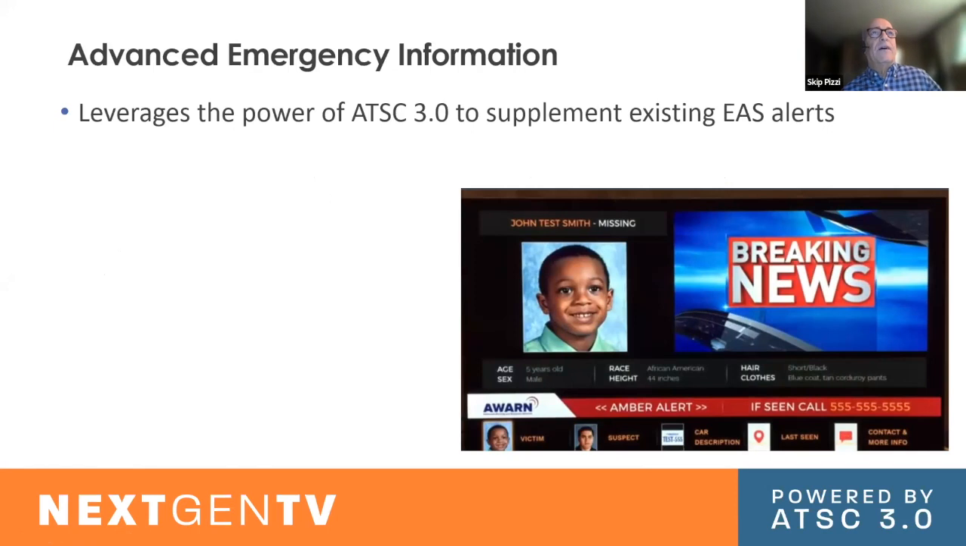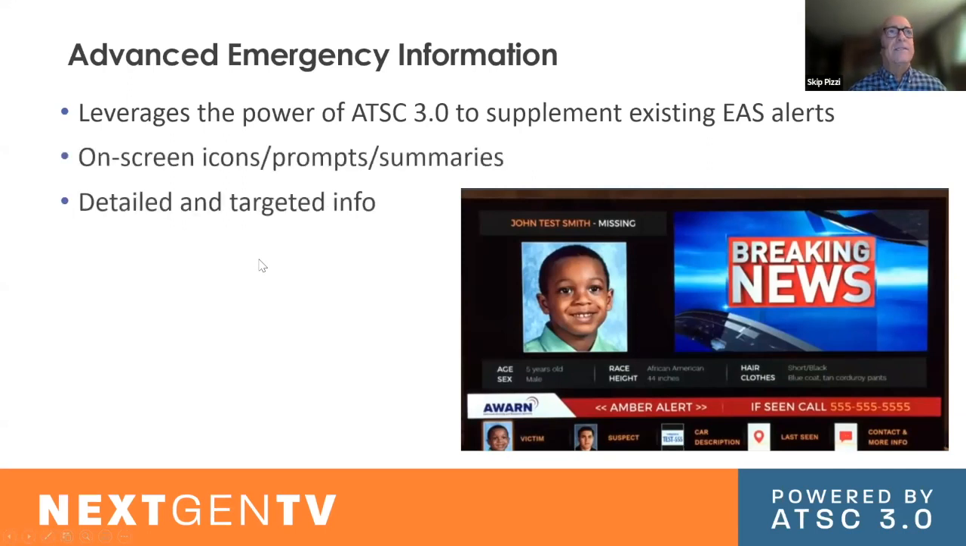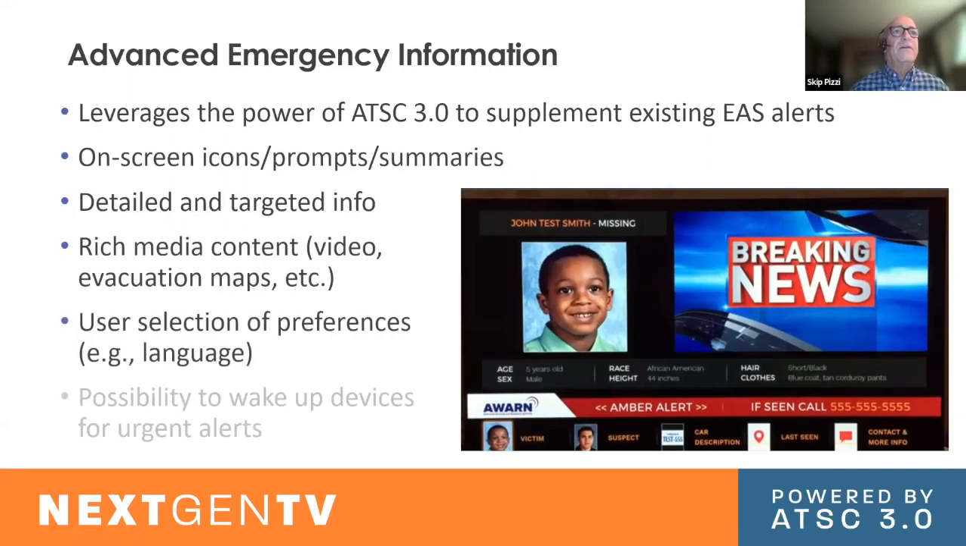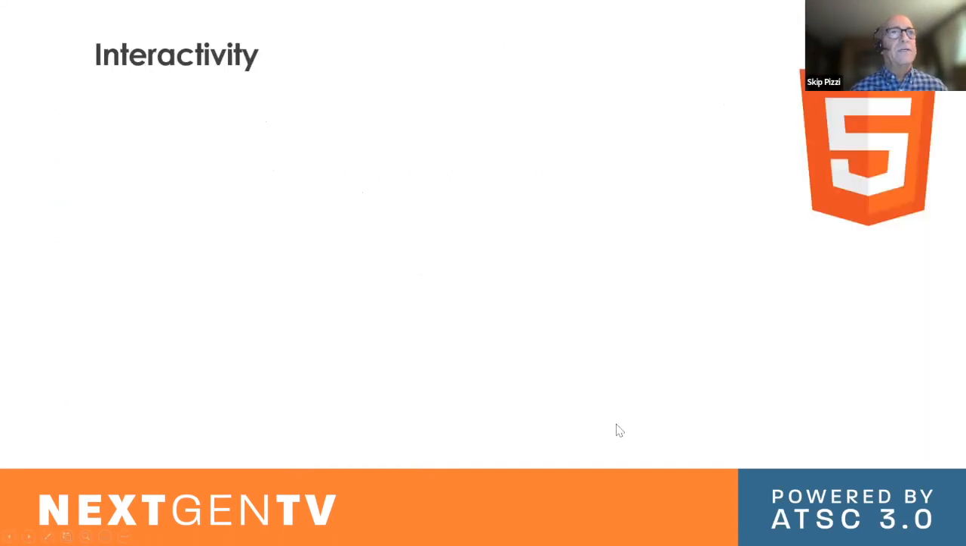So that's all possible. The emergency information, these are some examples. So in addition to the regular, just straight up EAS alerts, having the supplemental content that could give a lot of new additional content to folks who are interested in it or who are affected by it. And those who choose to ignore it can do so.